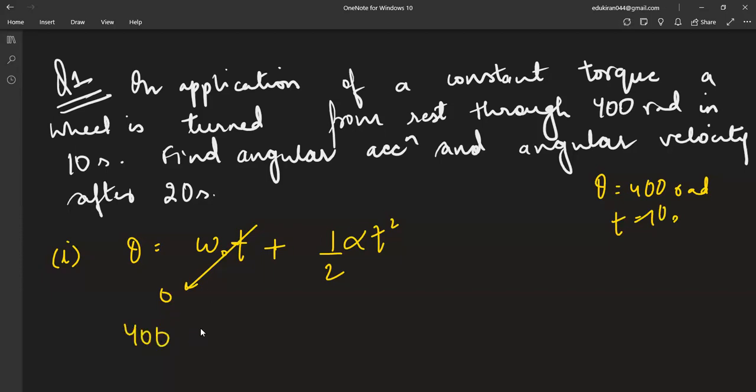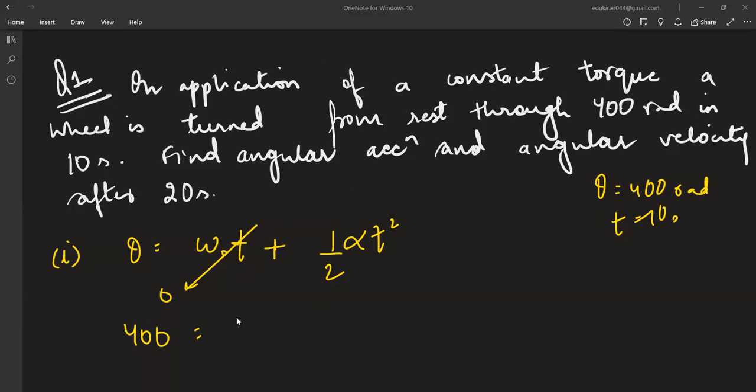So 400 is equal to torque, we'll do torque. Just forget torque right now. Torque is the next topic after this question. So right now, just remember in this question, a constant force is being applied. We'll do it. The next section is torque.